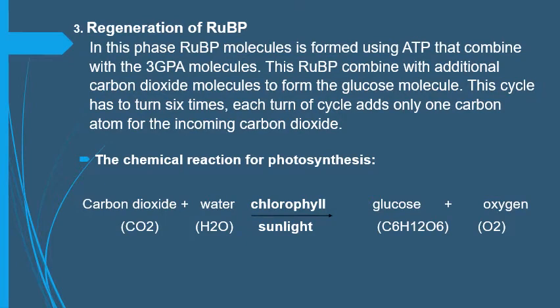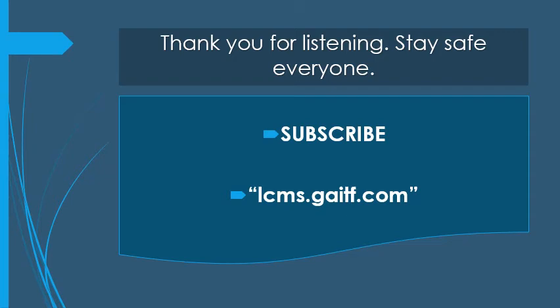Third, regeneration of RuBP. In this phase, RuBP molecule is formed using ATP that combines with the 3-PGAL molecules. This RuBP combines with additional carbon dioxide molecules to form the glucose molecule. This cycle has to turn 6 times. Each turn of the cycle adds only one carbon atom from the incoming carbon dioxide. This is the chemical reaction for photosynthesis: carbon dioxide plus water turns to glucose plus oxygen, in the presence of chlorophyll. Thank you for listening.